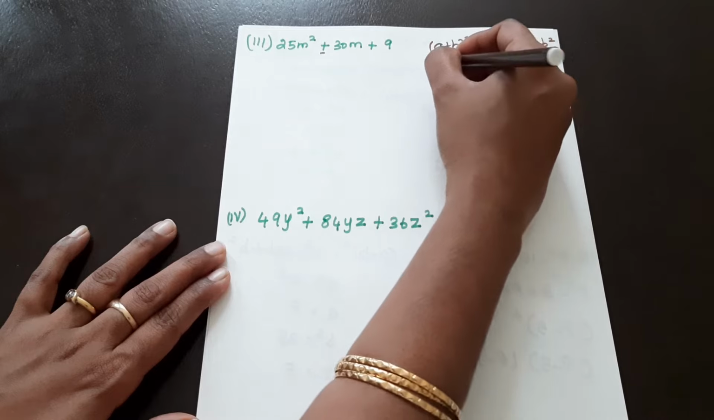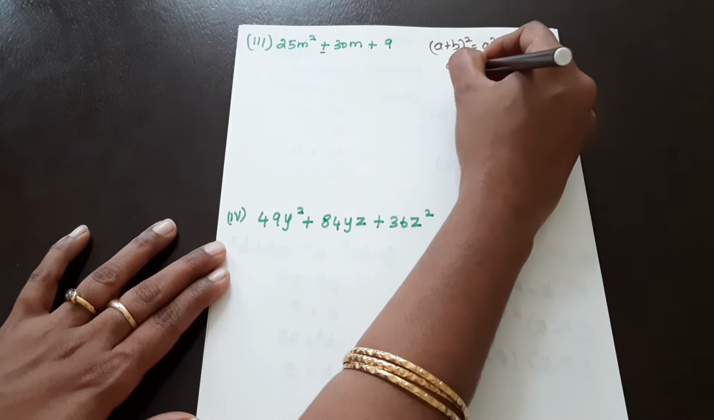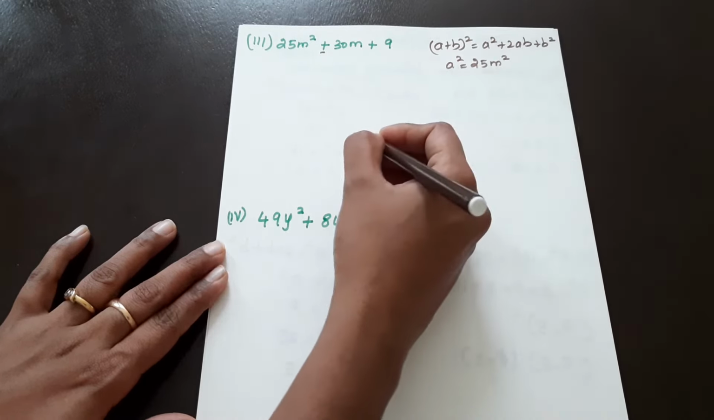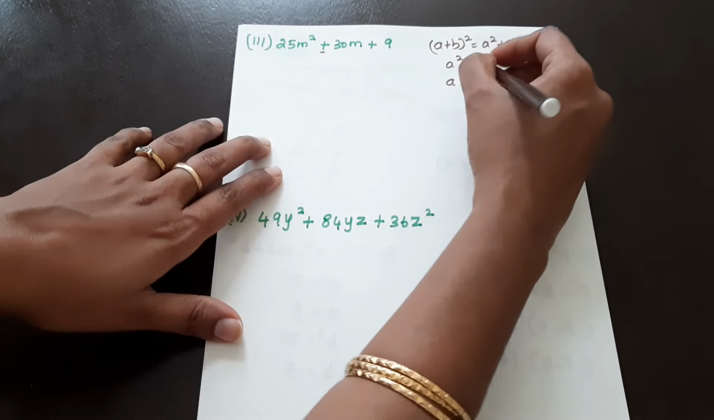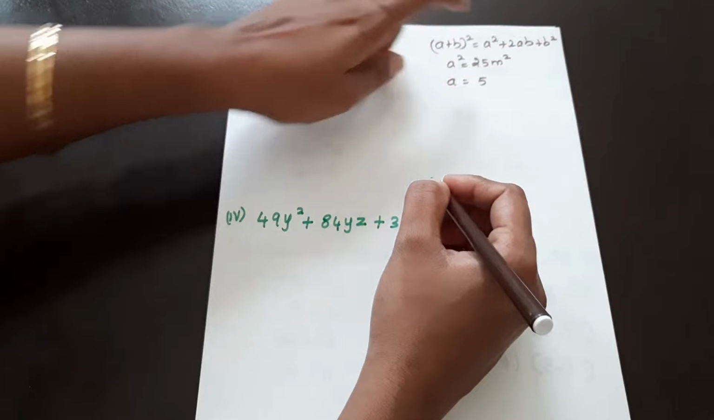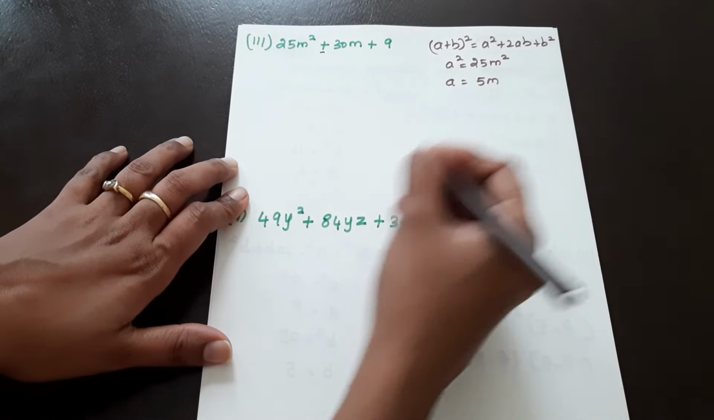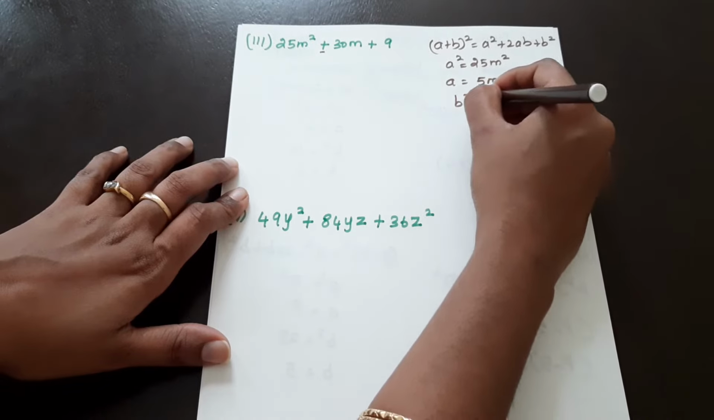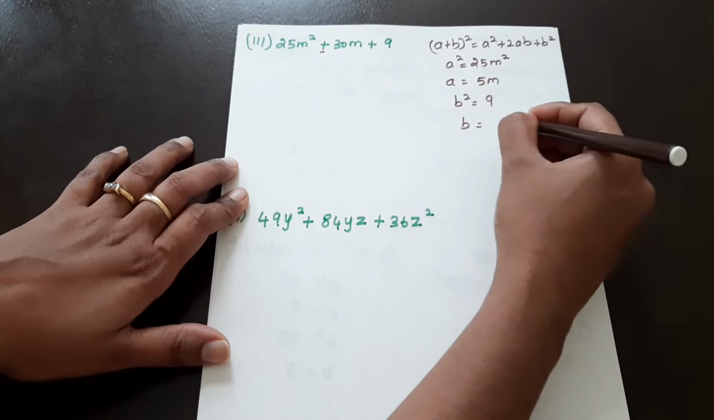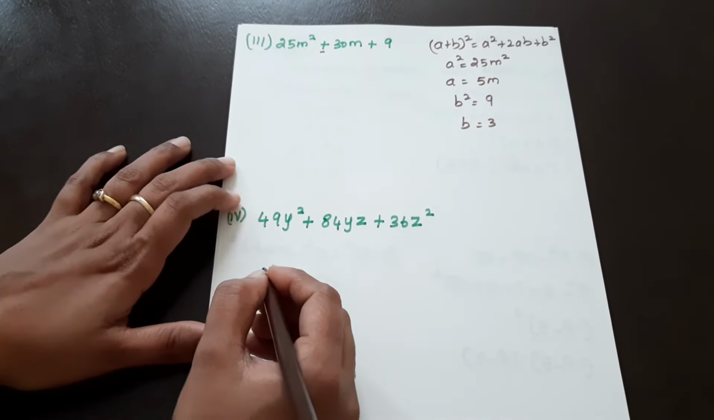Here a squared is 25m squared. So what will a be? A is 5, since 5 into 5 is 25. Here it is m squared, so we write m. Okay. So here a is 5m. Similarly, b squared is 9. Here b is 3, since 3 into 3 is 9. Okay, b is equal to 3.